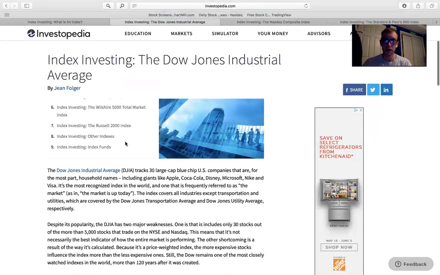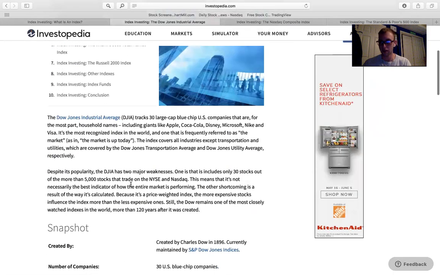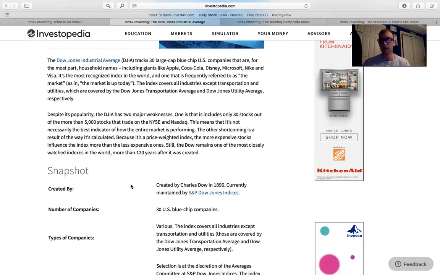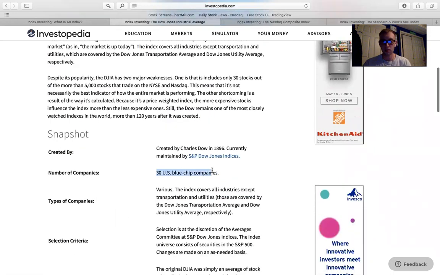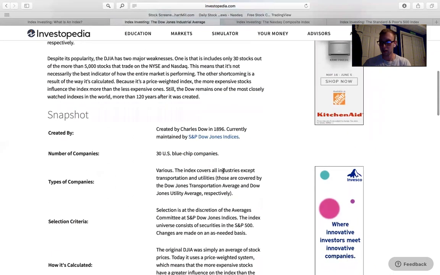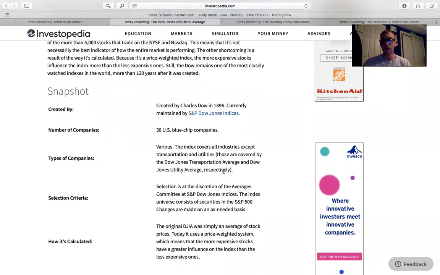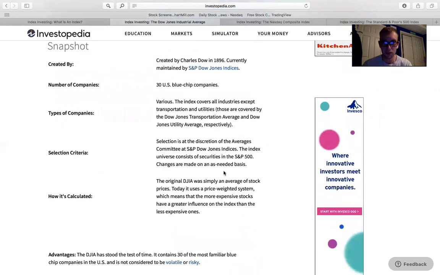Now we will move on to the Dow Jones Industrial Average, otherwise known as the Dow. This was created in 1896 by Charles Dow himself, and essentially it's composed of 30 U.S. blue chip companies, really big household names like Apple, Coca-Cola, Disney. It covers all the industries except for transportation and utilities, which the Dow Jones Transportation Average and Dow Jones Utility Average cover on their own.